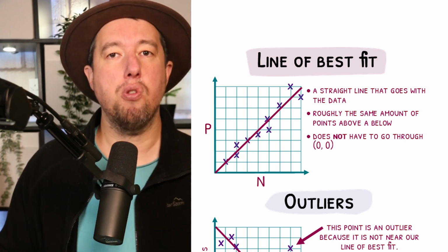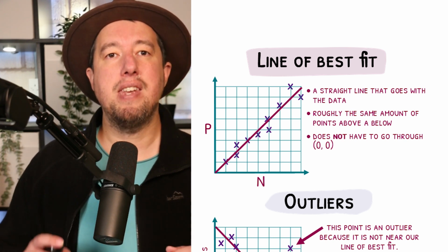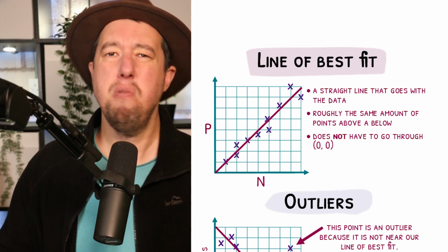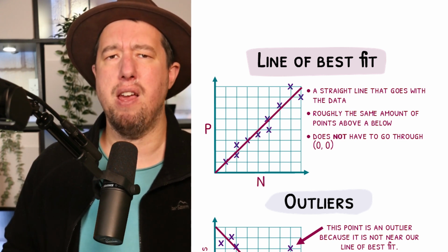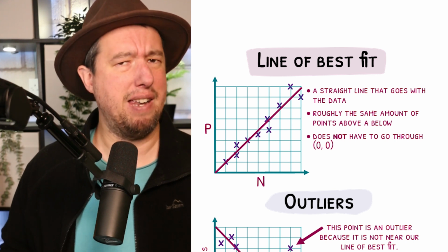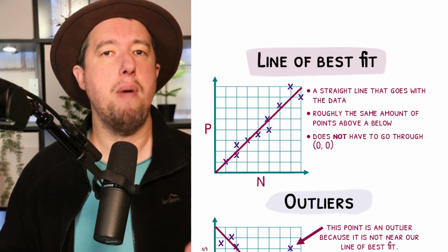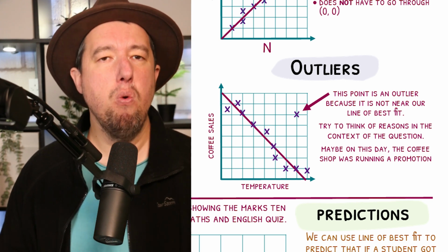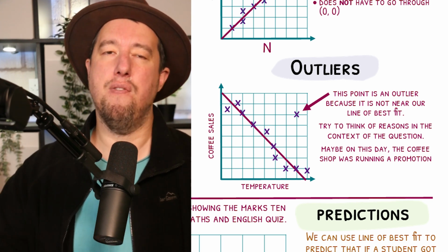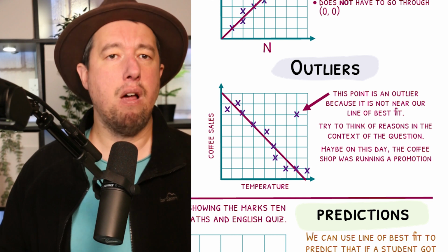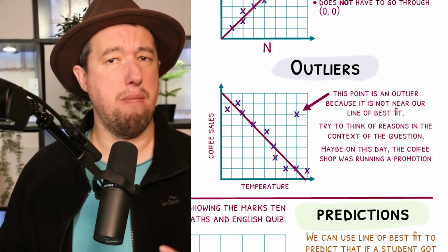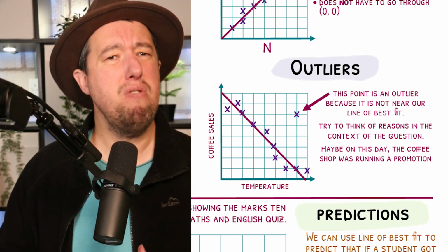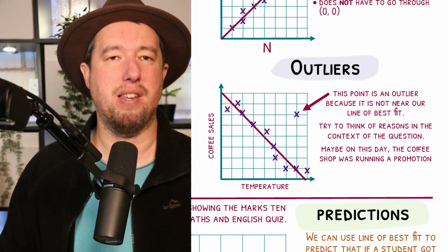Your line does not have to pass through the origin. Since most scatter diagrams only use positive measurements, I'm not sure how you would draw a negative correlation if all scatter diagrams had to go through 0, 0, but remember, they don't. Life is messy, and there can be all sorts of things that get in the way of nice clean data. An outlier is a point which clearly doesn't belong. It sits away from the line of best fit and can have really interesting reasons why it exists.